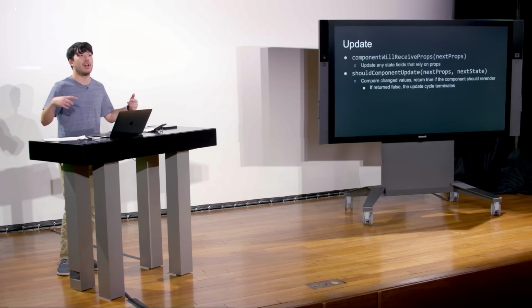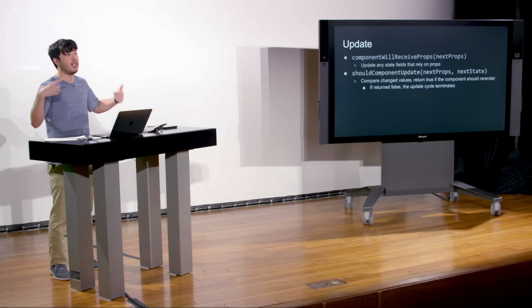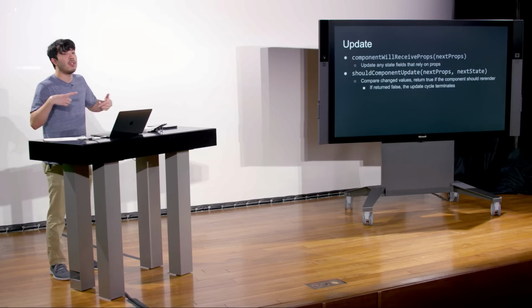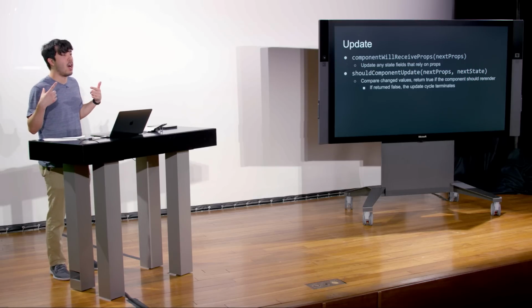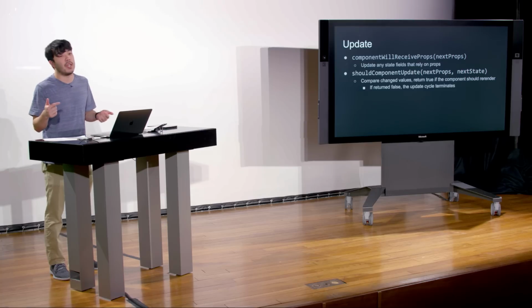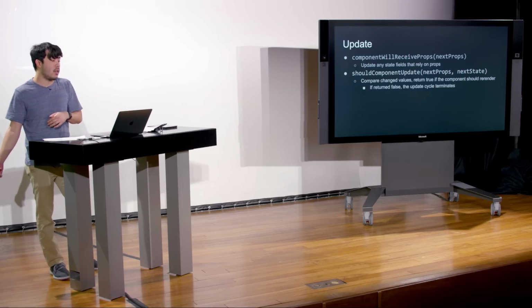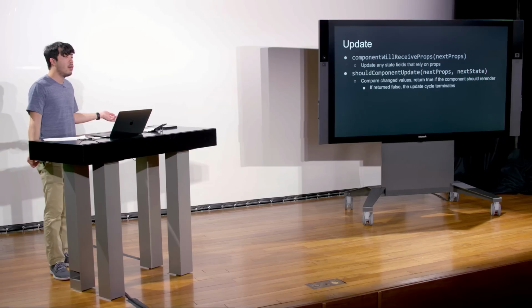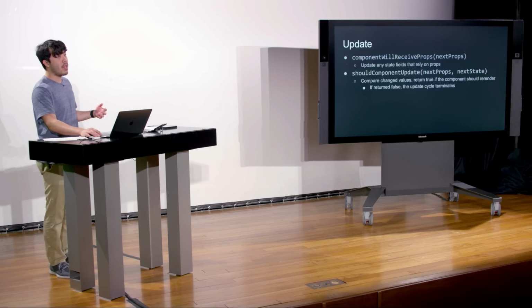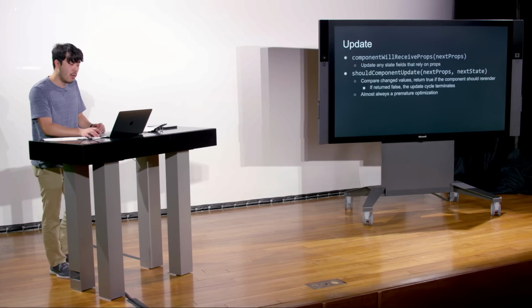Say you have a very complicated component that takes a really long time to render. You don't necessarily want it to render every single time you get a new prop, because the new prop might not actually change anything that's shown. So you could use this method to stop it early. But that adds a lot of complexity to your app and is almost always a premature optimization.